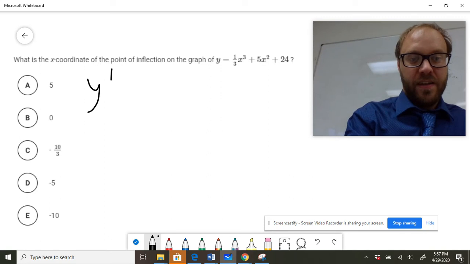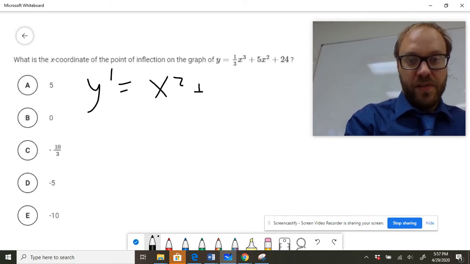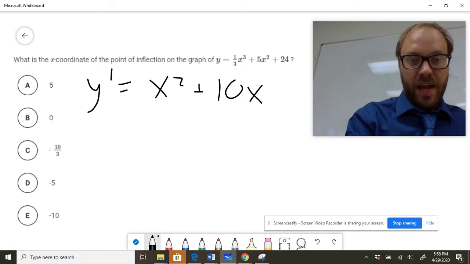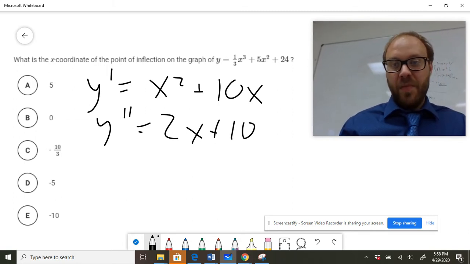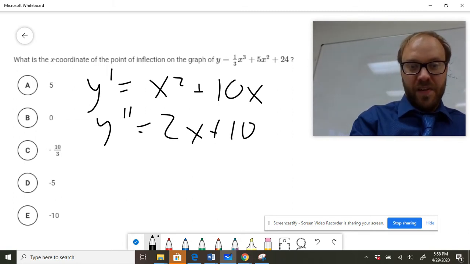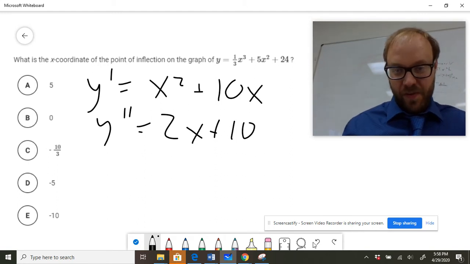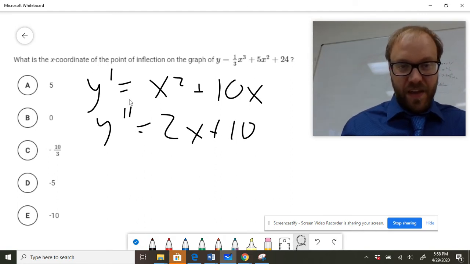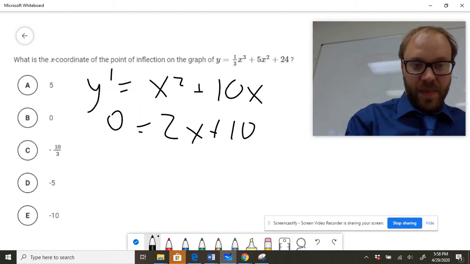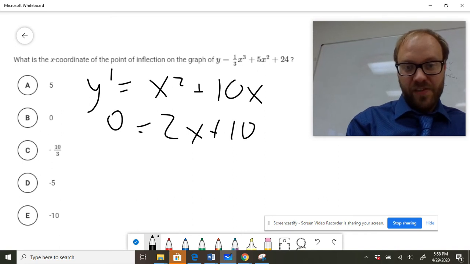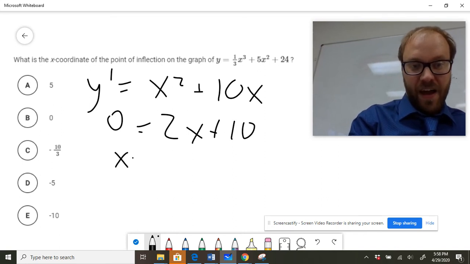So I need to find the first derivative here, which is going to be x squared plus 10x. And then we can find the second derivative, which is going to be 2x plus 10. Remember, we're looking for the places where the second derivative is equal to 0. So I'm going to set the second derivative equal to 0, and if you solve that equation, I believe x is going to be equal to -5.